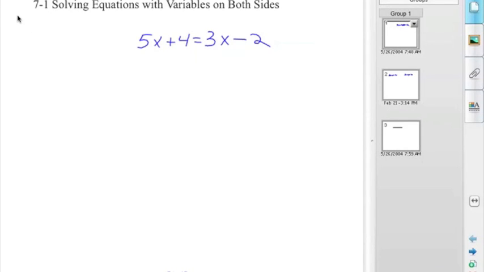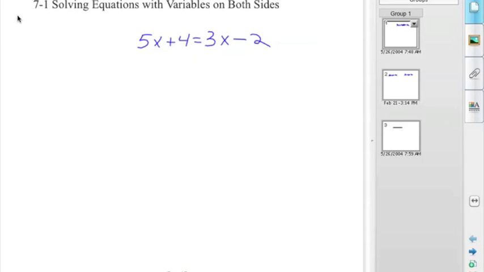Hello. Today we're going to look at 7-1, solving equations with variables on both sides of the equal sign. This is a review of work that you did back in chapter 3. Today you'll notice we have the equation 5x plus 4 equals 3x minus 2.